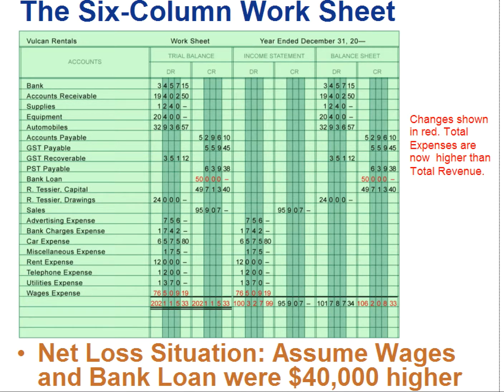The last slide showed you what a worksheet would look like if there was a net income. This slide shows you what a worksheet looks like when there is a net loss. What we've done here is assume that the wages and bank loan were $40,000 higher. So now your income statement figures, your debits are higher than your credits because your expenses are greater.